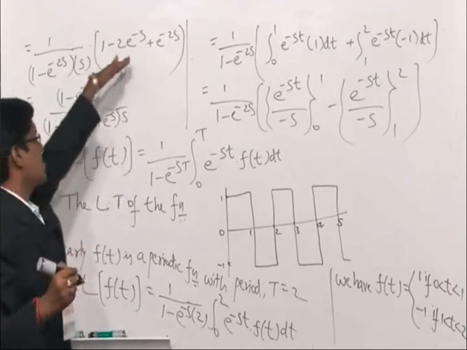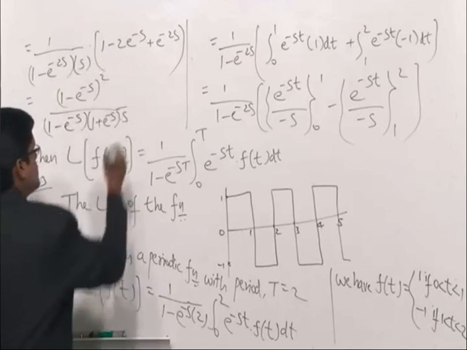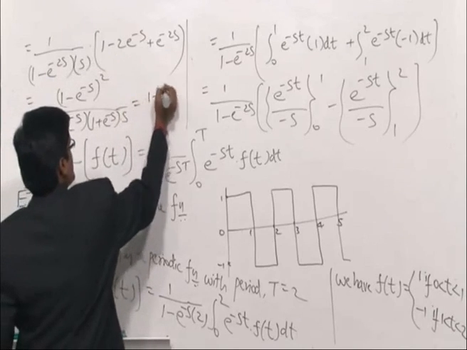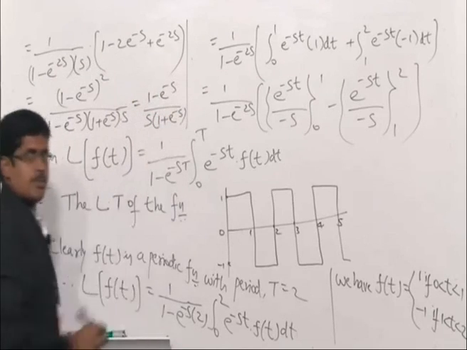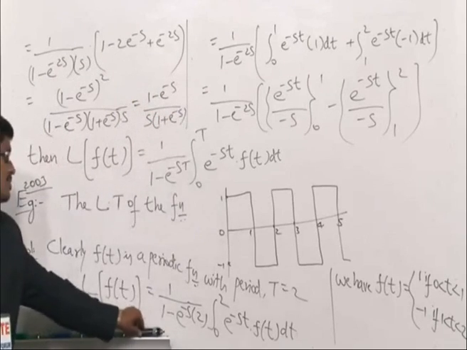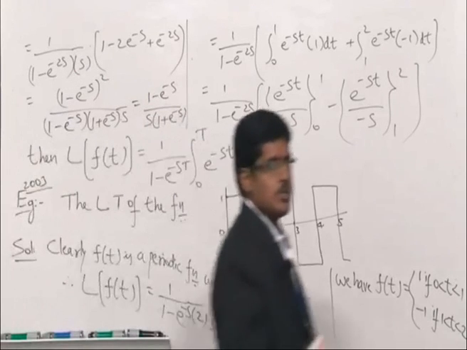Because this answer is not matched in the options, then you simplify further. So this simplifies to 1 minus e power minus s over s times 1 plus e power minus s. This is the answer. If your answer is not matching with the options, then only you simplify further.